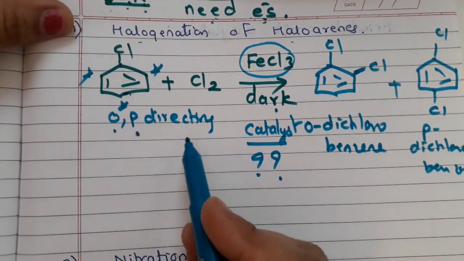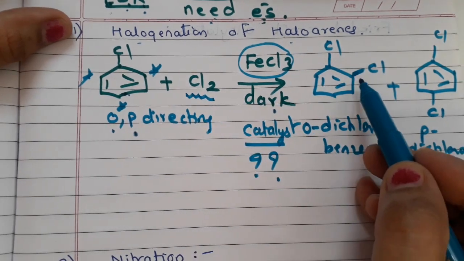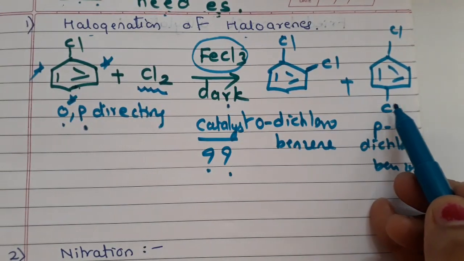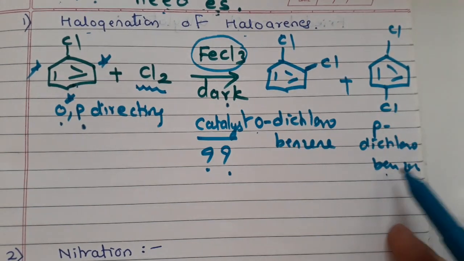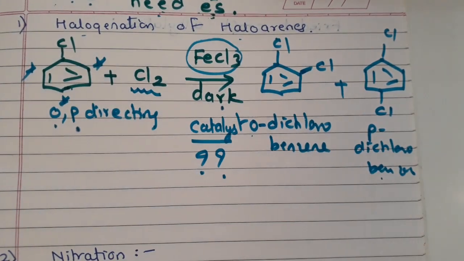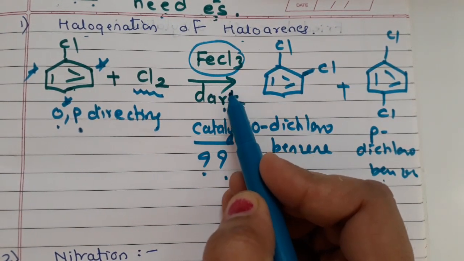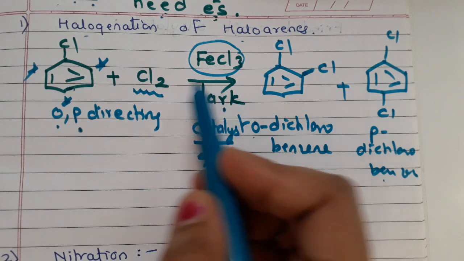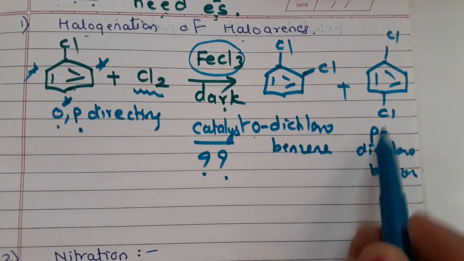Okay, so what will happen? It is going to welcome this halogen at the ortho and para position. Hence we are getting ortho dichlorobenzene and para dichlorobenzene. Okay, but now we will study why FeCl3 is written and what is the meaning of electrophilic substitution reaction by looking at this chemical equation.